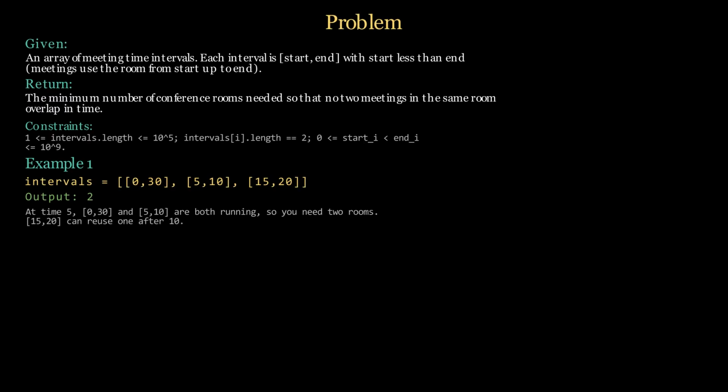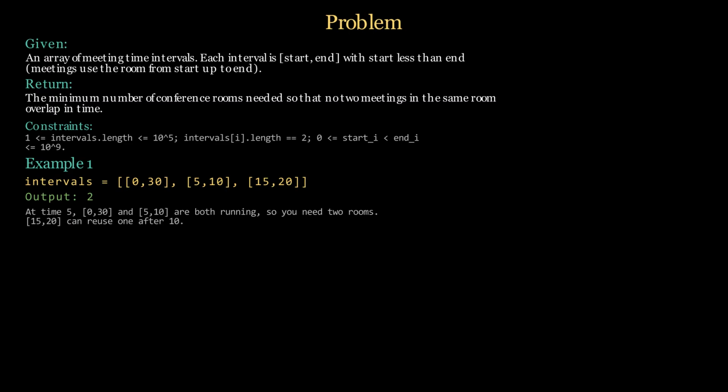Leetcode 253, Meeting Rooms 2. You are given meeting intervals as start and end times. Return the smallest number of conference rooms such that every meeting can be scheduled without two meetings sharing a room while both are in progress.